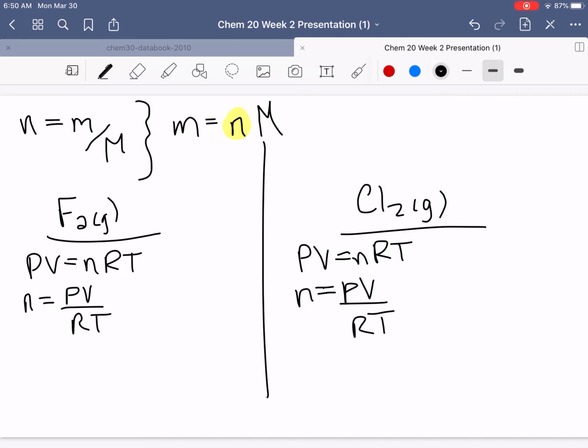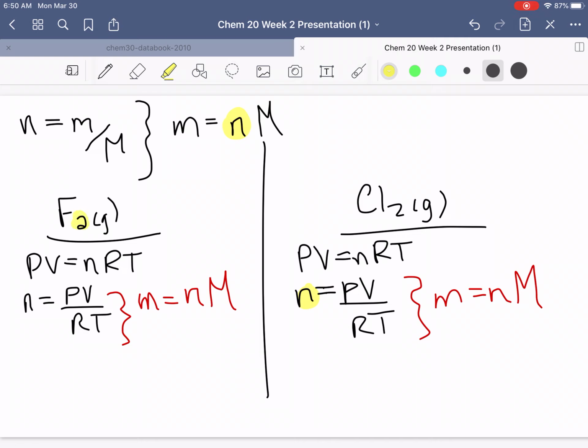Once you calculate what n is for each, then from there you're going to be good to go, no problem, to recognize that for the mass, I simply have to take that n that I found and multiply it by the molar mass of fluorine. Same thing for chlorine. For mass, I'm going to have to take the n that I found and multiply it by the molar mass for chlorine. When you do that, don't forget, fluorine is diatomic. You need to take the molar mass and times it by 2. Chlorine's the same, diatomic. Take the molar mass, times it by 2.